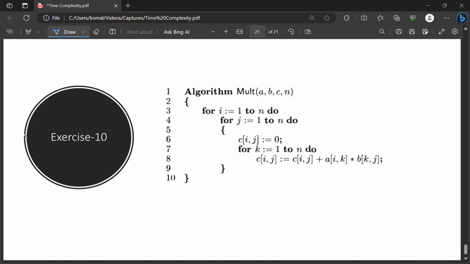Next one, exercise 10. So you see how many times this for loop is getting executed, n times here, n times here, and internally n times. This is nothing but the algorithm for matrix multiplication. The time complexity is big O of n cube. So these are the exercises I have considered, to make you understand the analysis of time complexity in a much better way. I hope you understood the concept in a clear manner.